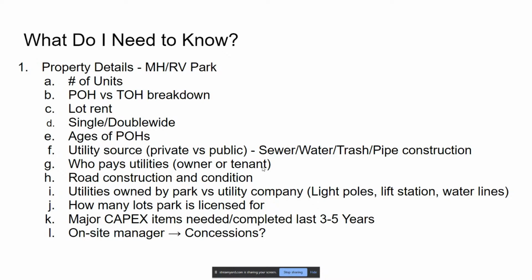So, single versus double wide. For example, we have properties where our single wide lot rent is $350. You're not going to get double lot rent for a double wide, right?